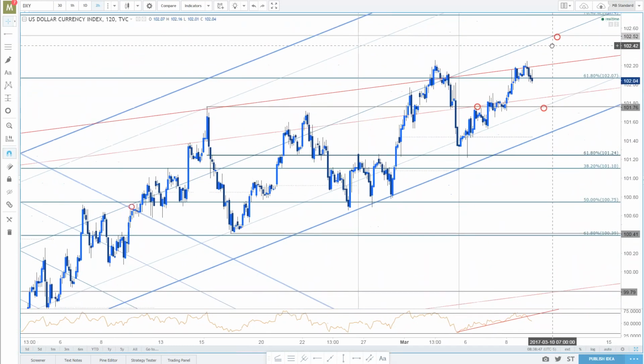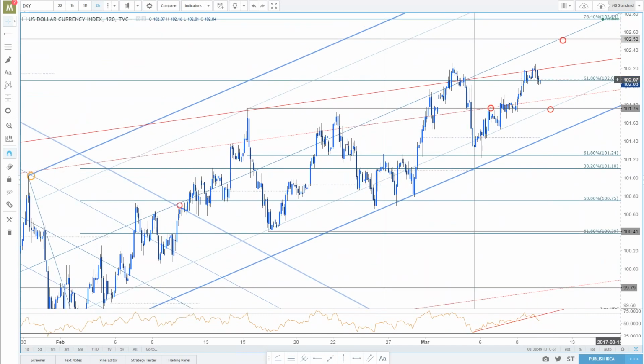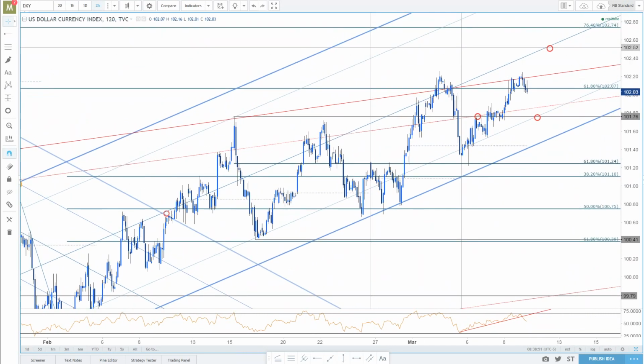I don't want to spend too much time on this because none of the levels have changed, but the idea still remains the same heading into the NFP, and obviously Draghi is going to continue his commentary here, which is going to push this around. All right, looks like that pullback is materializing pretty quick. Okay, that's on some rebound here in the euro.